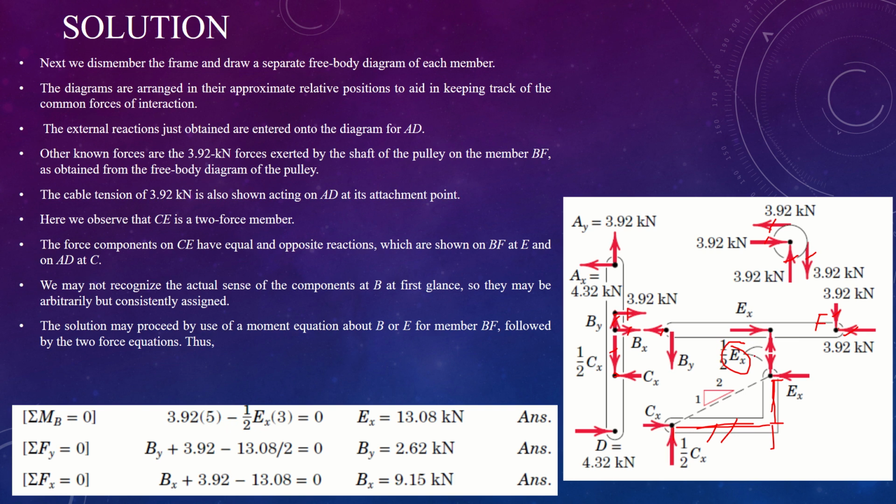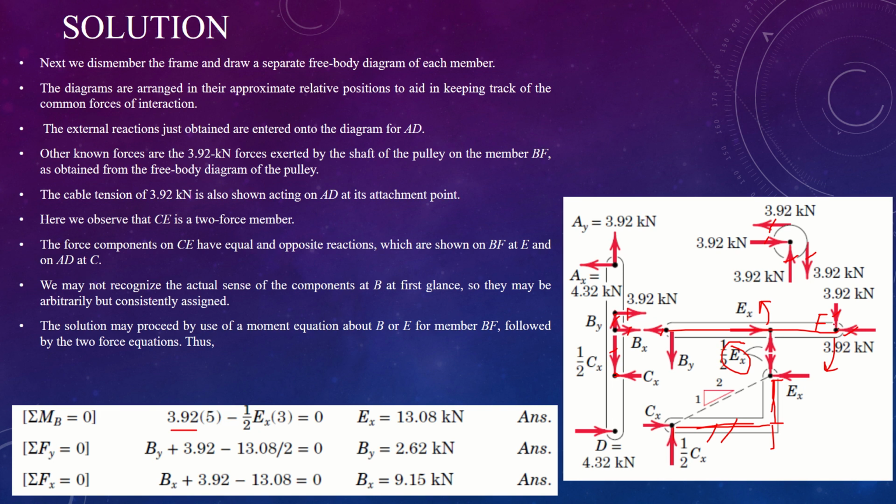Now if you take this element, we are going to say the sum of moment about B is equal to 0. So how many forces are acting? Number one, if you take this element from point B to point F, draw a straight line, the only force that is going to create a moment is this Ey, and this Fy right here, and we can write this equation right here.